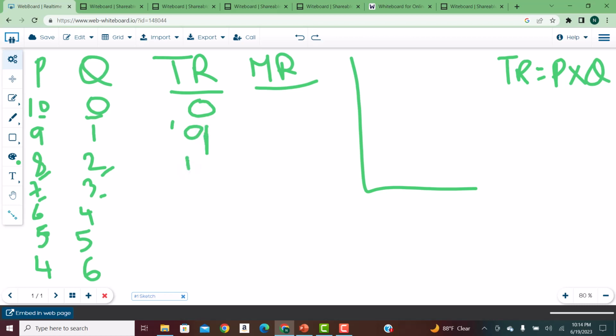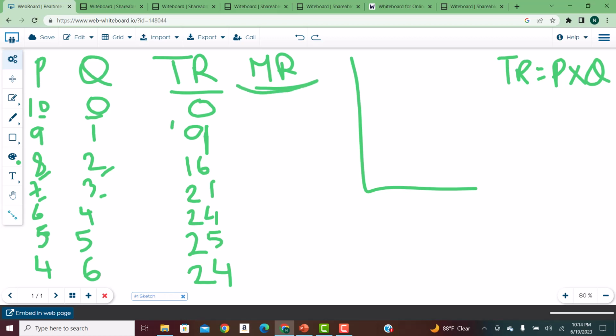Then 8 times 2 is 16. Then 7 times 3 is 21. Then 6 times 4 is 24. 5 times 5 is 25. And 4 times 6 is 24. If you see, as the price goes down, your revenue goes up at a decreasing rate, and at some point the revenue starts decreasing. That is because the marginal revenue is decreasing as we are lowering the prices.